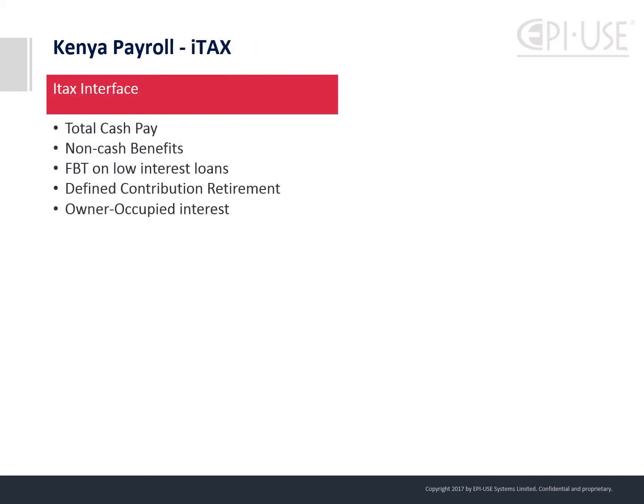The Kenya Payroll also makes provision for the iTax interface. This is an interface that is to be submitted on a monthly basis. The payroll will calculate everything that's needed, like the total cash pay, non-cash benefits, fringe benefit tax on low-interest loans, the defined contribution retirement, and owner-occupied interest. And all of this information is then downloaded into the iTax interface. And we will show this in the next slide.